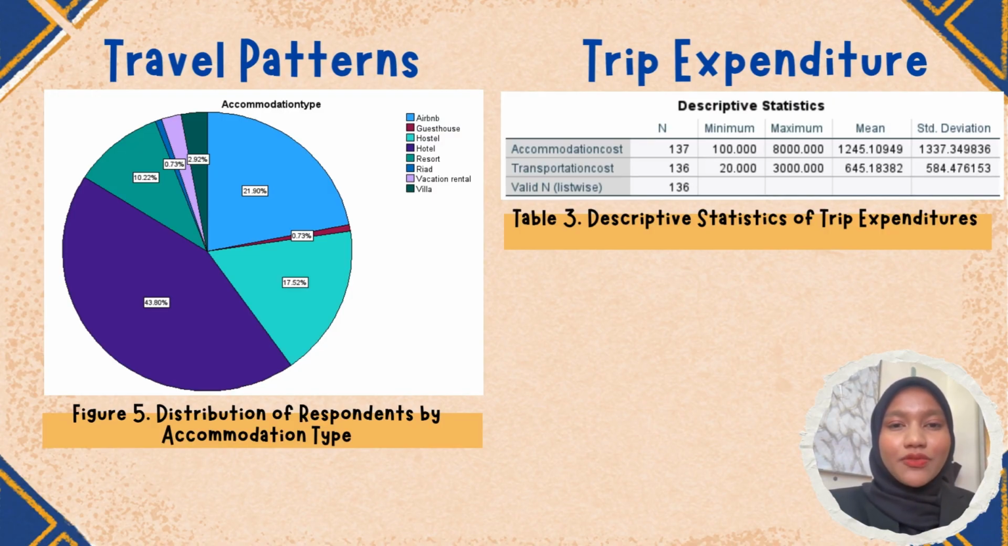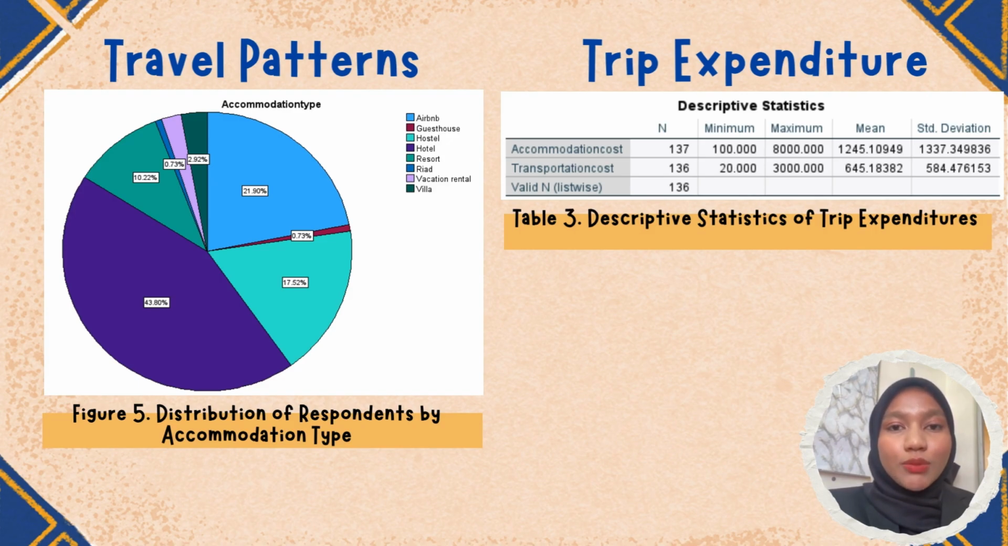Hotels were the most preferred accommodation, representing 43.80% of the respondents. This was followed by hostels, Airbnb, and resort. Overall, hotels were the most popular accommodation choice among the travelers.